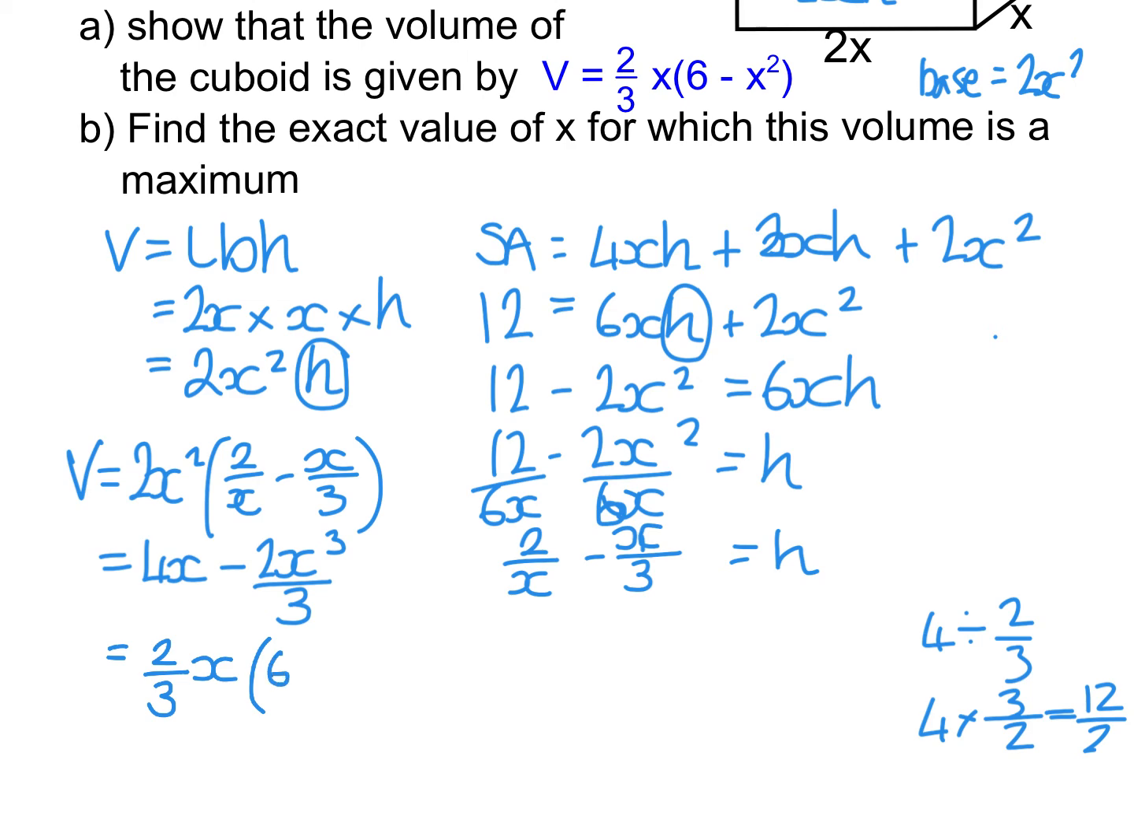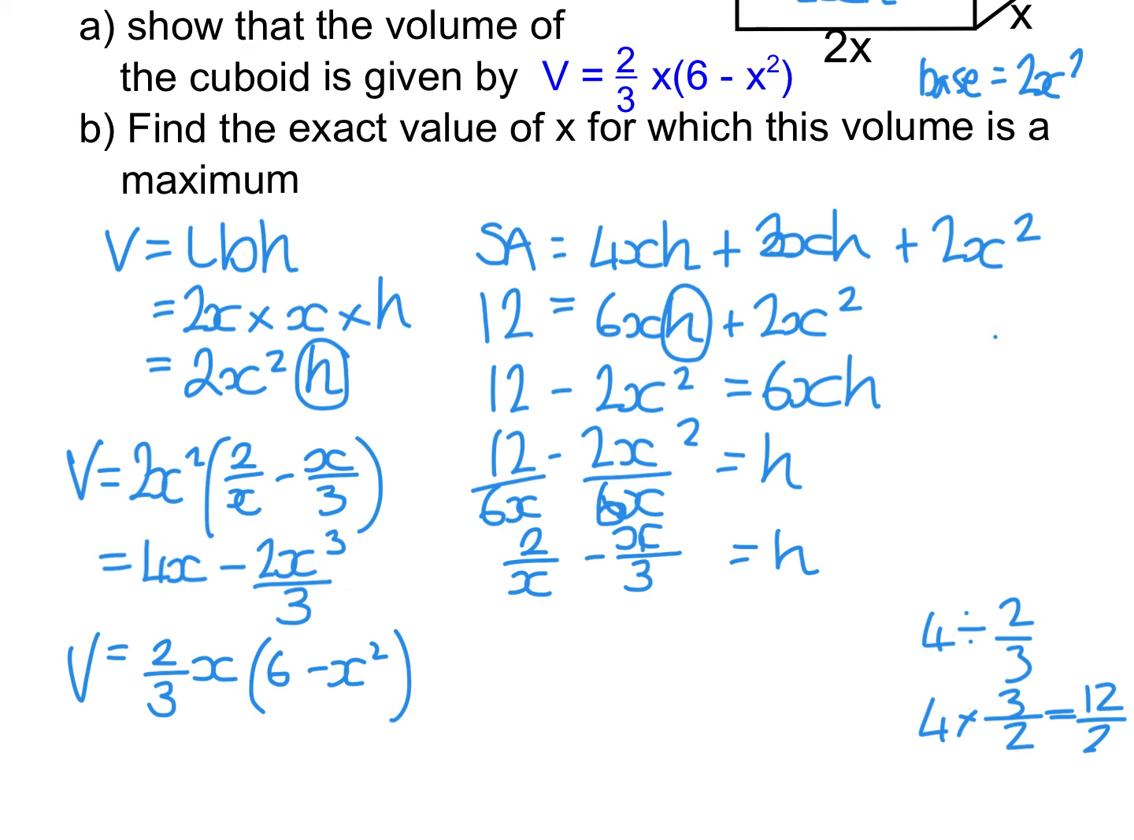Now it's not something we would usually do, to take out a common factor like that. So that leaves us with 6, take away 2/3 divided by 2/3, which is just 1. And then the x cubed becomes an x squared. Look, I've got it. I've got to show that.